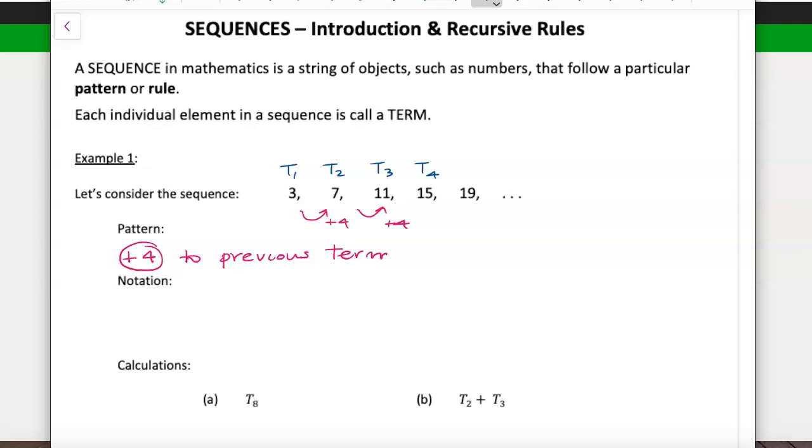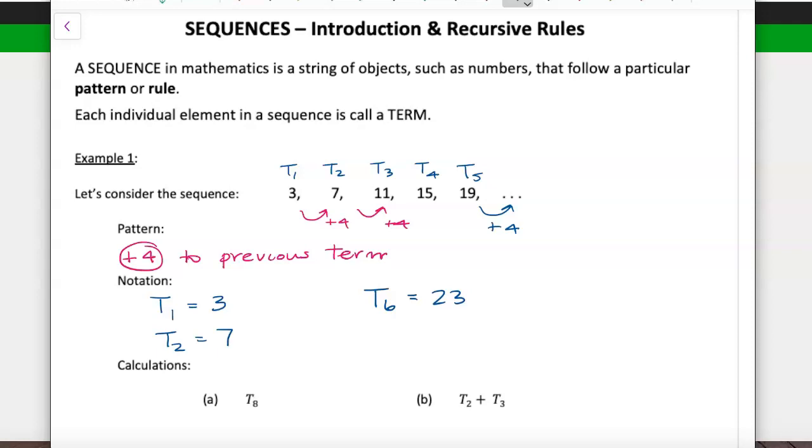With our notation, to show what's happening, we could write each term with its notation. Capital T for term and a subscript 1 to say we're talking about term 1, and its value is 3. Term 2 has a value of 7. And for example, term 6 has a value of 23 because we're going to add 4 to term 5.